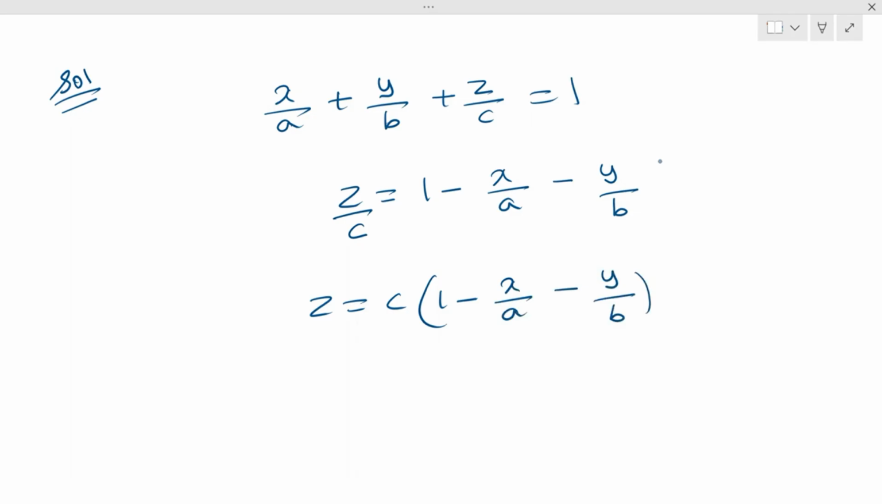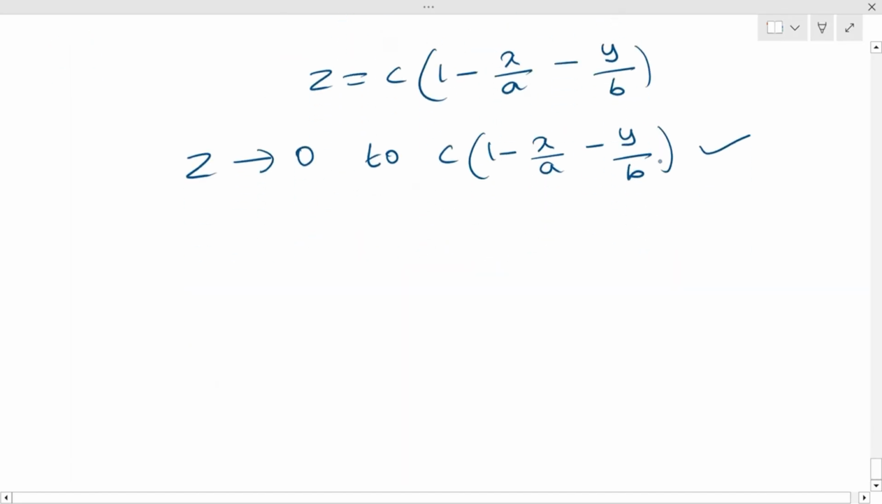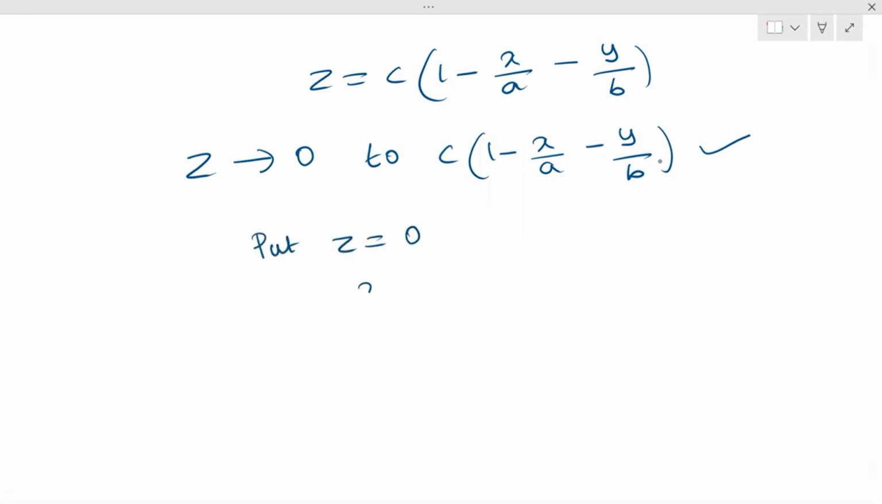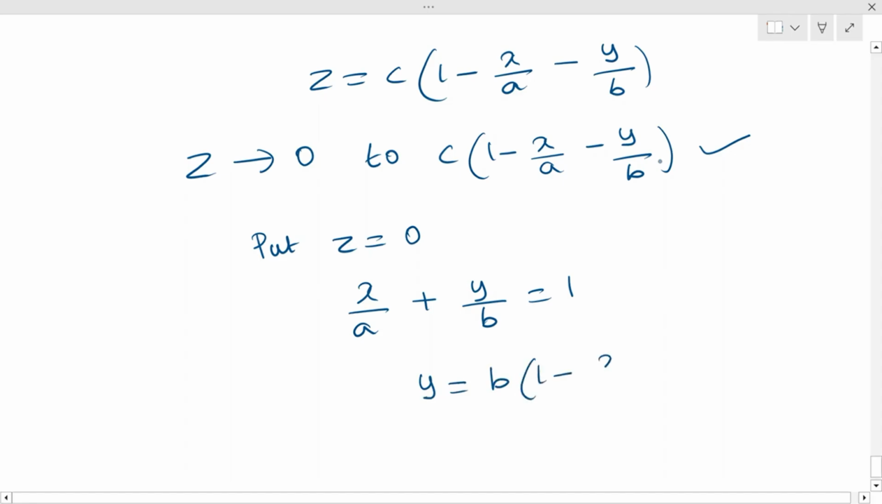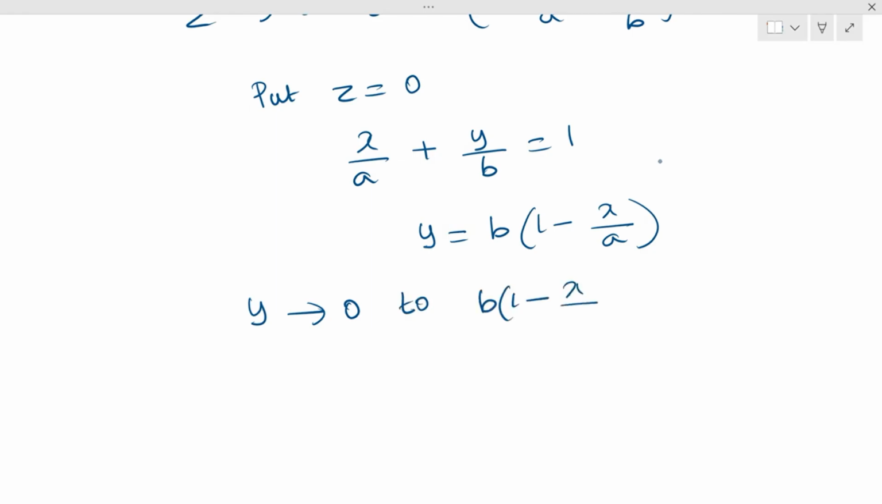so here they have given it is bounded by the coordinate plane, so the lower limit is 0. 0 to c into 1 minus x by a minus y by b. This is the limit of variable z. Next, we can find the limit of y. Put z equal to 0 in the given equation. So, what you will get? x by a plus y by b equal to 1. So, y equal to b into 1 minus x by a. So, the y limit is 0 to b into 1 minus x upon a.